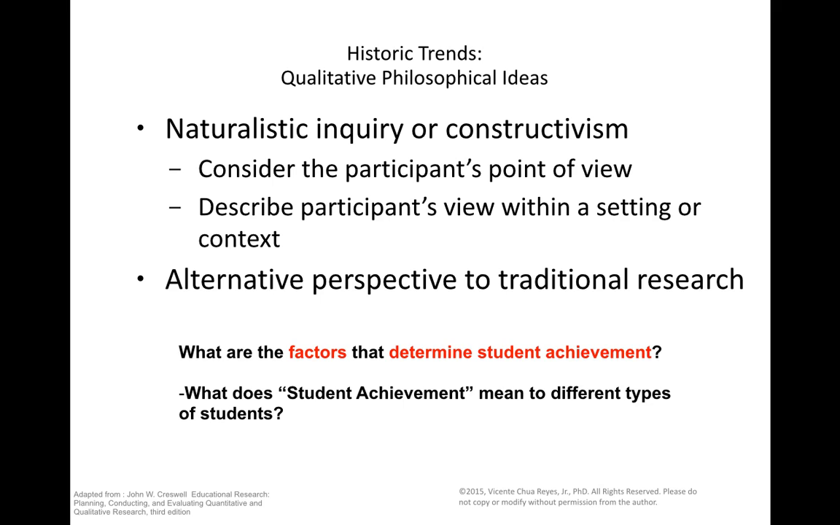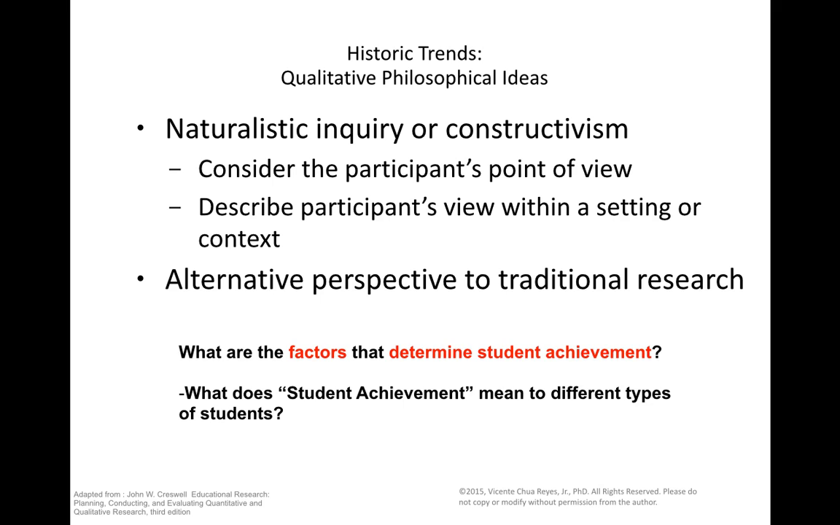When we look at the focal question, what are the factors that determine student achievement? From a qualitative perspective, we could rephrase this question by asking, what does student achievement mean to different types of students? So now we're looking at that question from the participant's point of view.